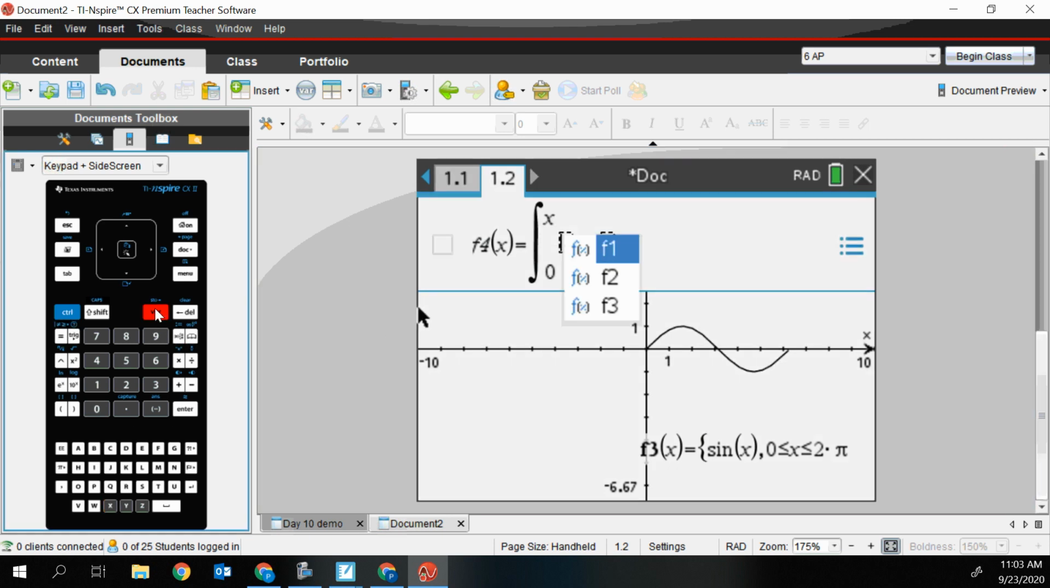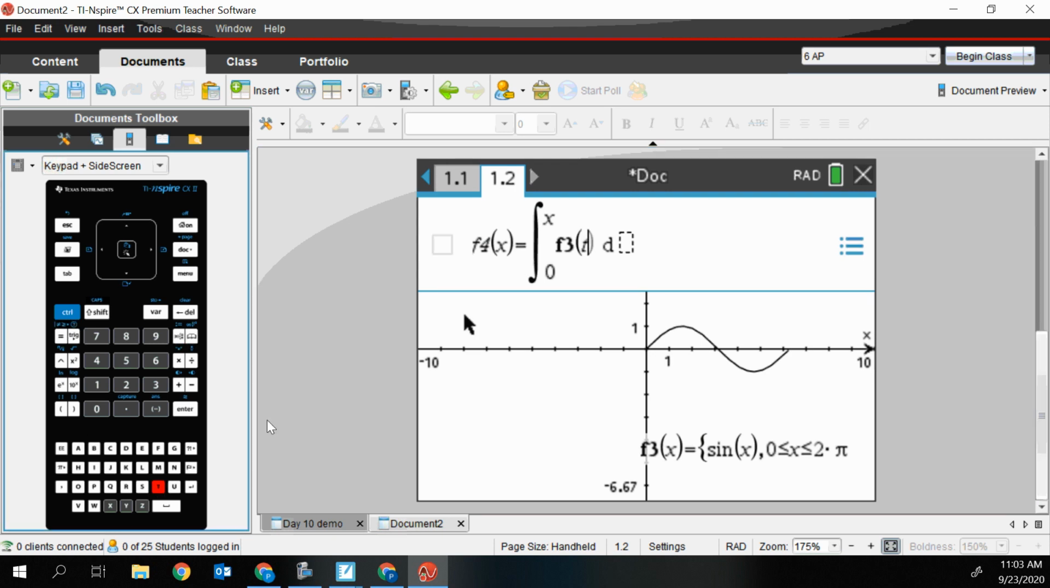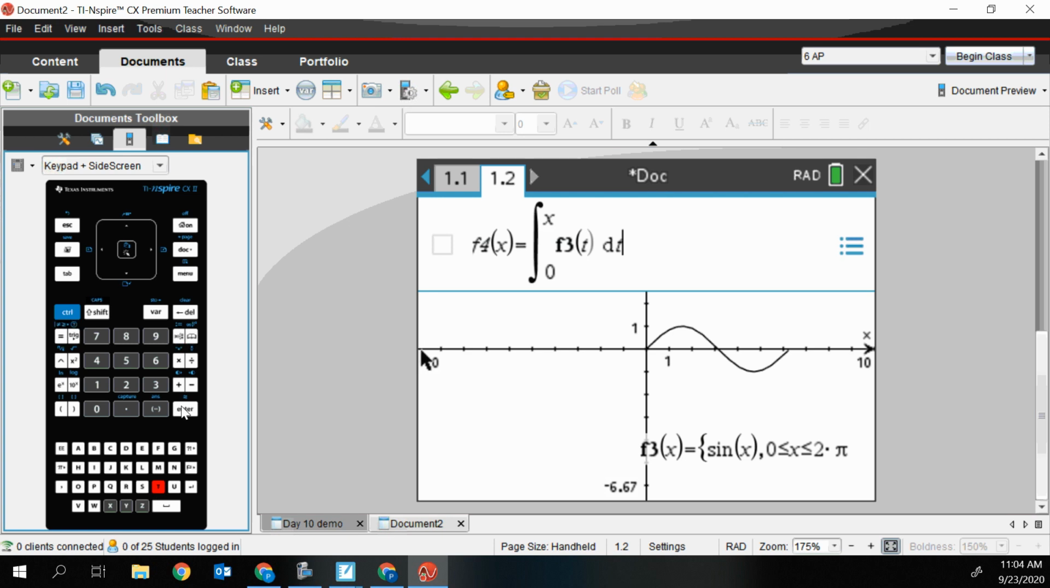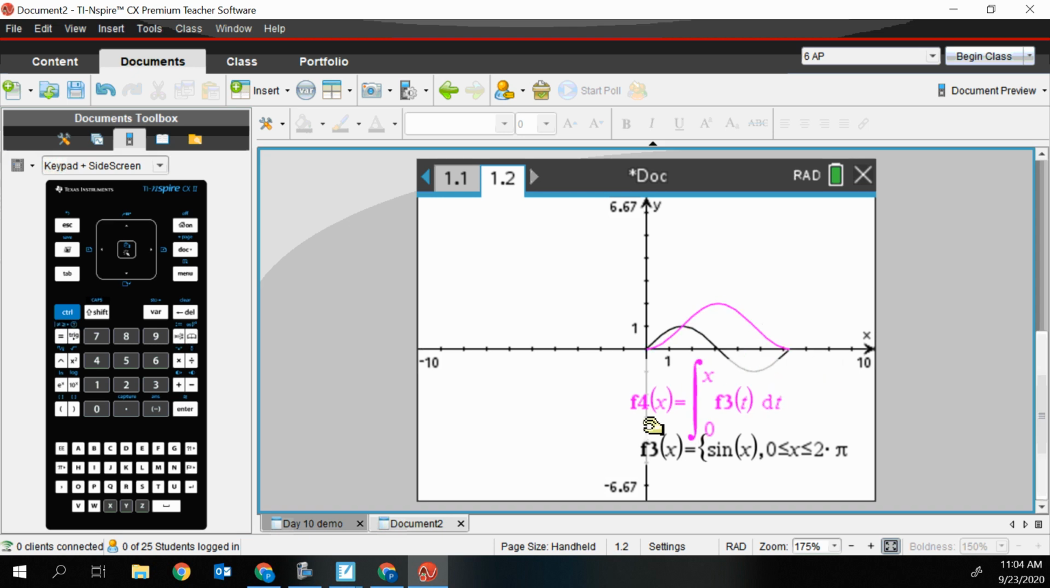And if I go to variable, I'll now go out and select F3 because that's where we put our graph, and make sure you use something different than x. Okay, so hopefully you're practicing that on yours as we're doing it here. So here is our accumulation function in pink.